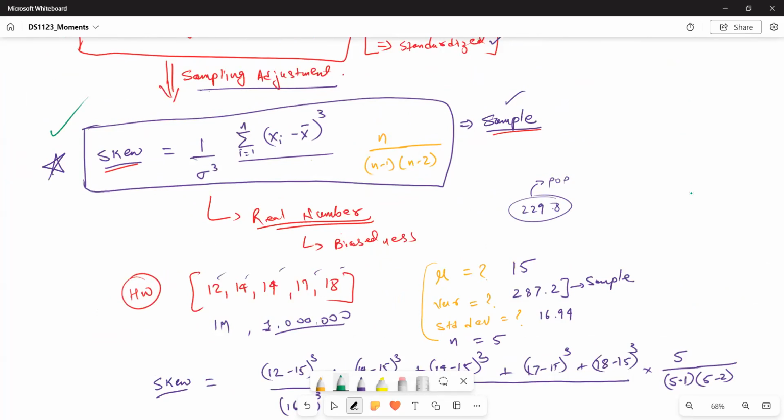All right. So zero skewness basically means that data shouldn't be biased. Zero skewness basically means that your data is not biased, right? Your data is not biased. Skewness of zero basically means your data is not biased.